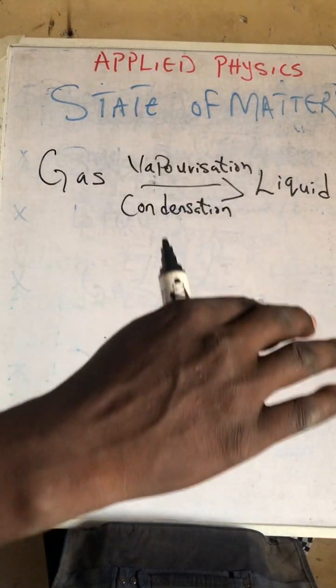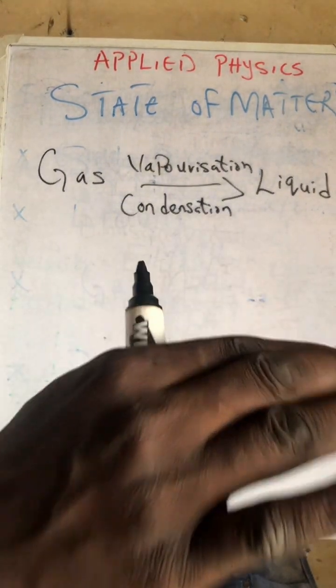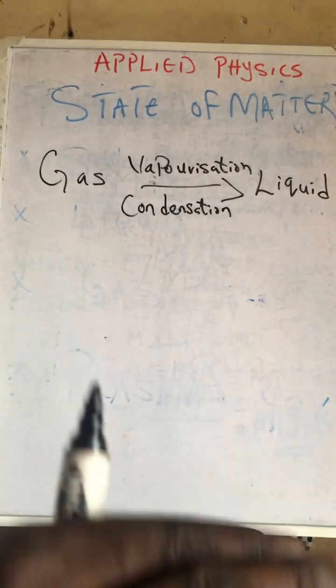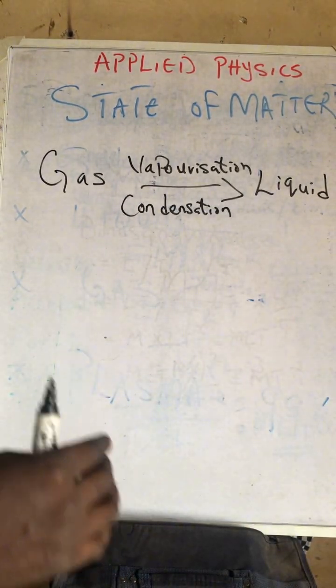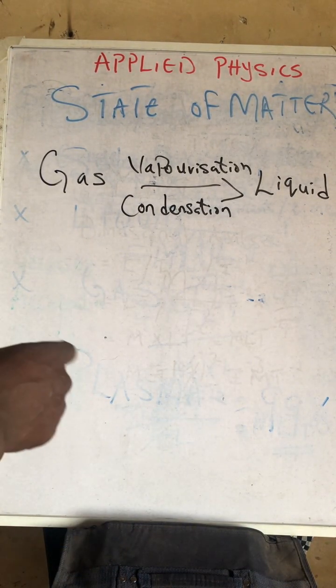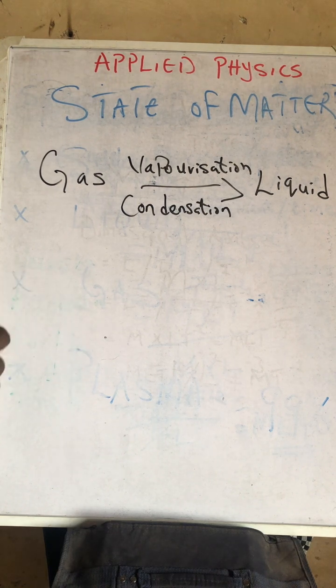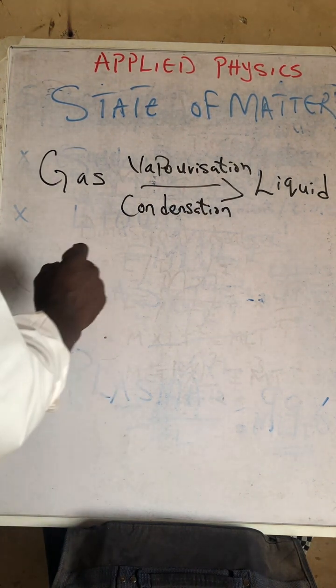So that process is called evaporation. So you should know the difference between evaporation and vaporization. And that will be an example question. Thank you. So let's look from gaseous state, from gas to solid.